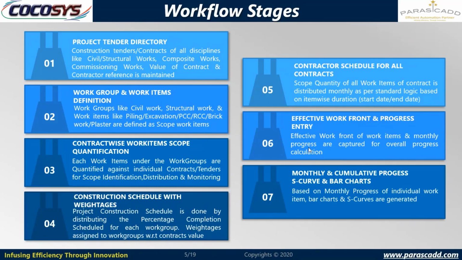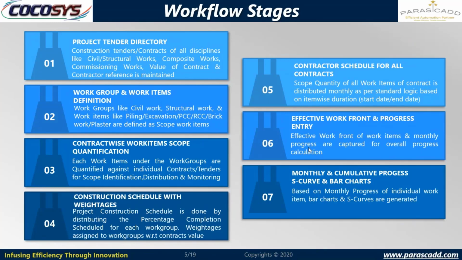Second is work group and work item definition. Work groups like civil work, structural work, and work items like piling, excavation, PCC, RCC, brickworks, plasters are defined as scope work items. Number three, contract wise work item scope and quantification. Each work item under the work groups is quantified against the individual contracts, tenders for scope identification, distributions, and monitoring.